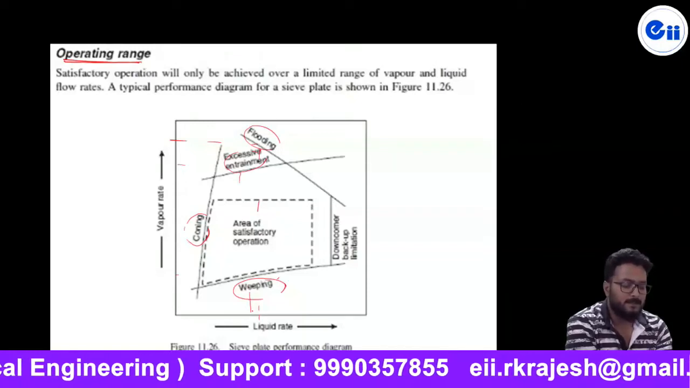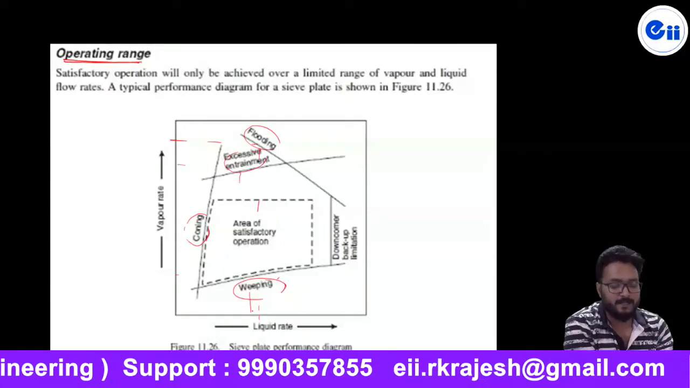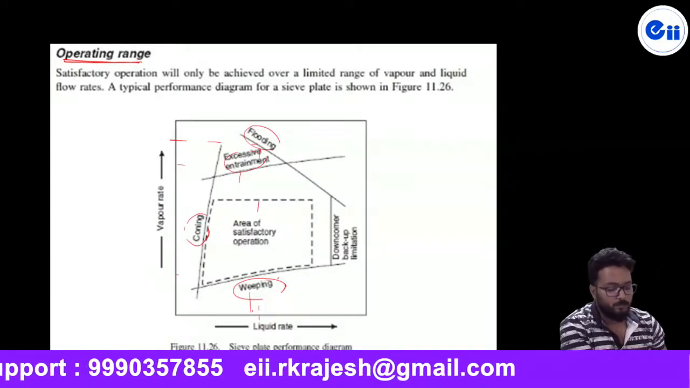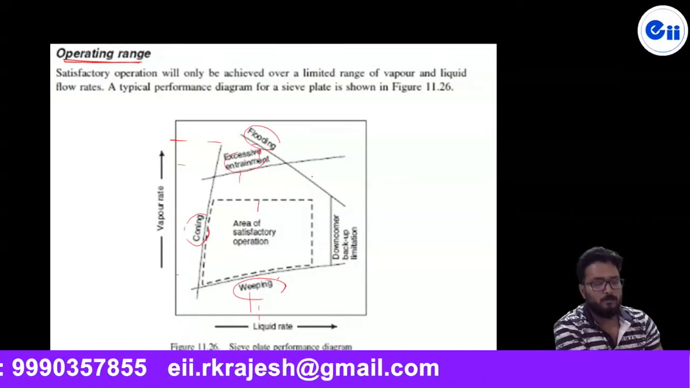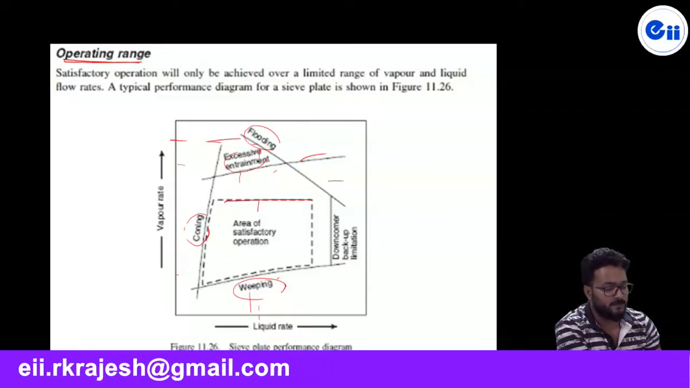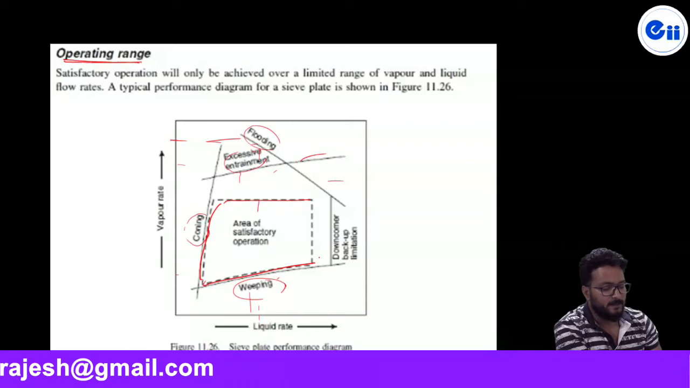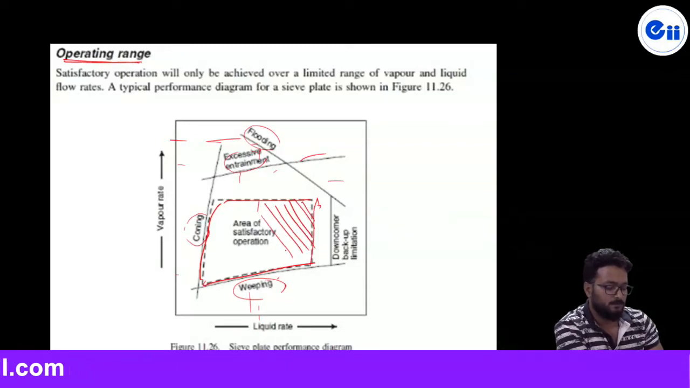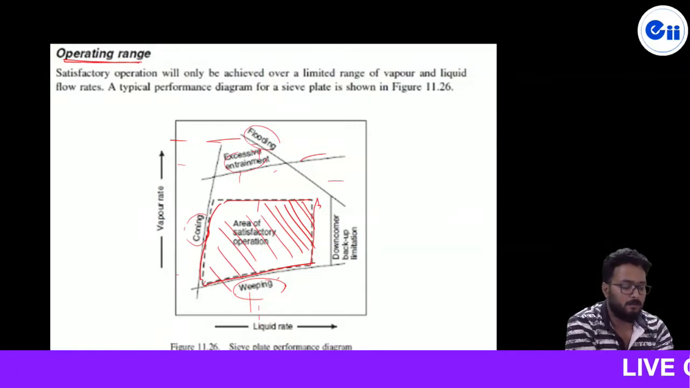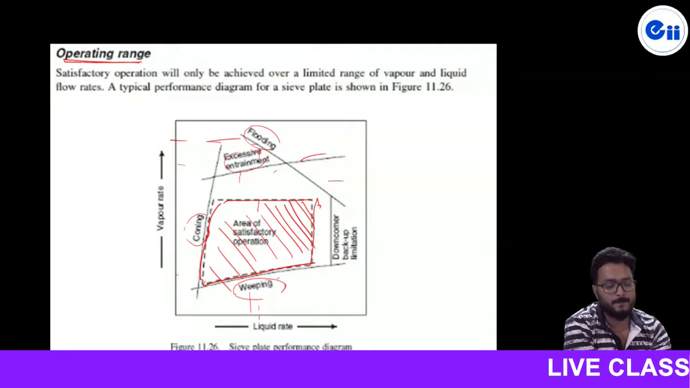So that is the case here, because when entrainment takes place, the worst case of entrainment is actually called flooding. So we are not able to operate the vapor and liquid beyond that region. We are able to operate satisfactorily only in that region. The area of satisfactory operation is very limited. This is the region where we are going to operate our column satisfactorily with the vapor and liquid flows.